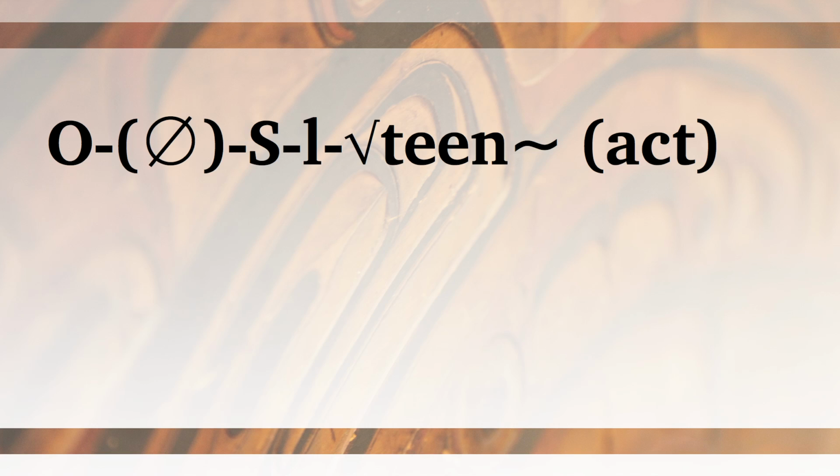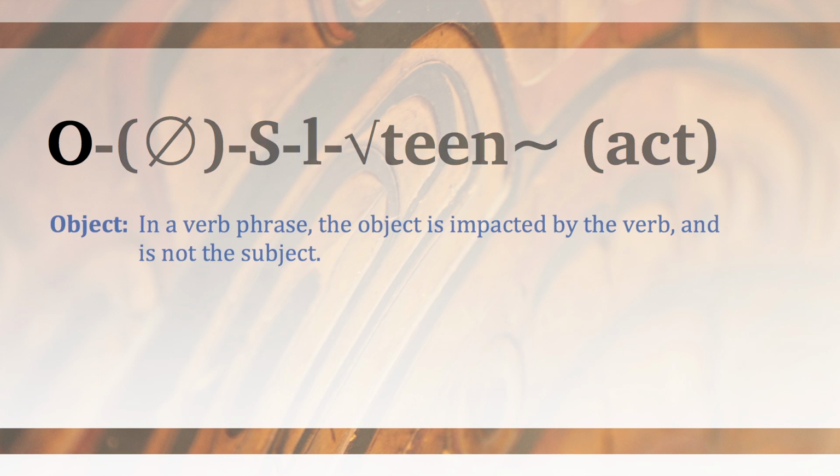This is a method that was developed by Carrie Eggleston and Jeff Lear to code a verb in a certain way to show you what appears where and what you can substitute. Moving through these symbols one at a time, we start with the letter O, which is for object. In a verb phrase, the object is impacted by the verb and is not the subject. We'll look at a complete list of object pronouns and how they can be substituted in a moment.